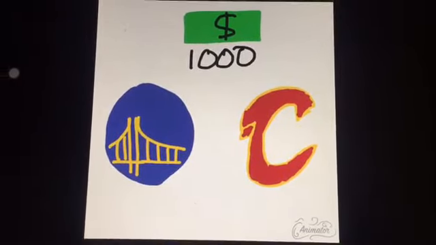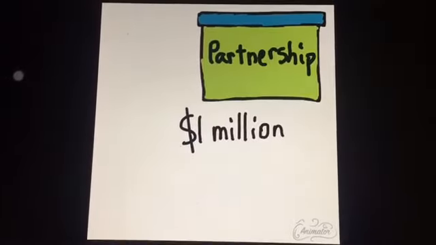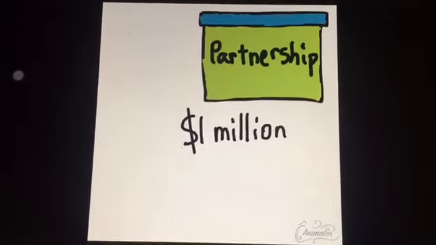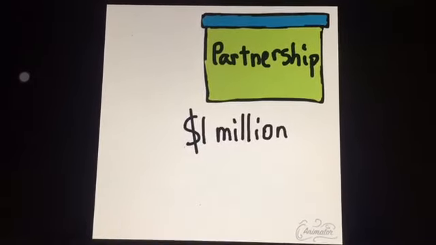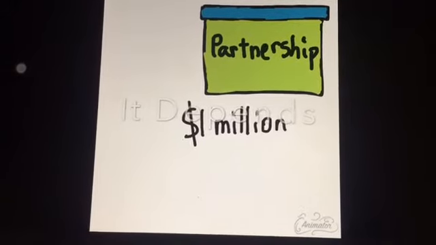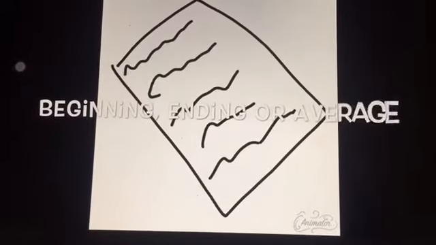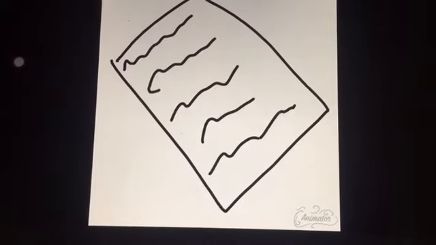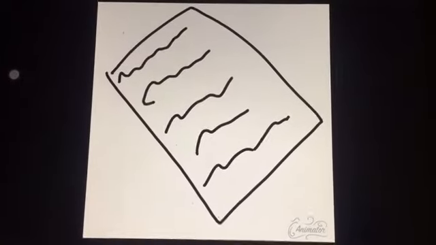So let's say the partnership earned a net income of $1 million at the end of the year. So how are we going to divide the net income between two partners? The answer would be it depends. Their agreement might provide that they should divide it based on their beginning capital balance, the ending, or on the average capital balance. So let's try to do it one by one.